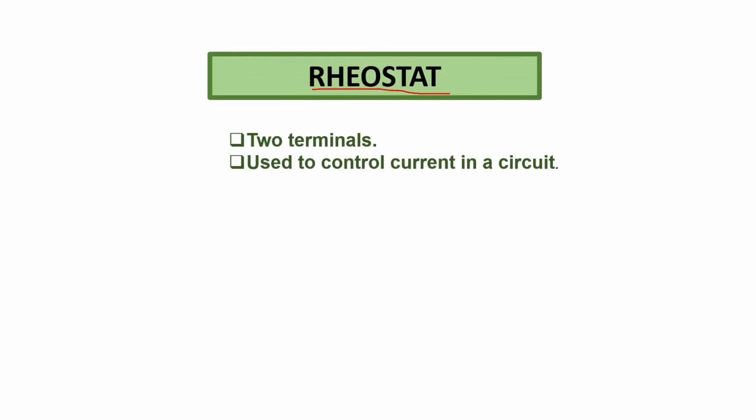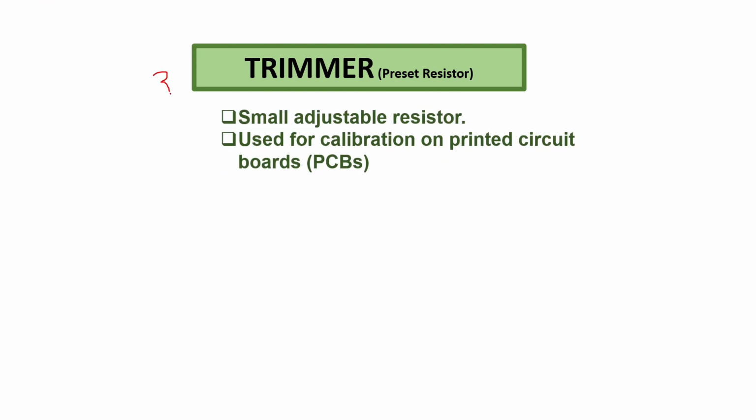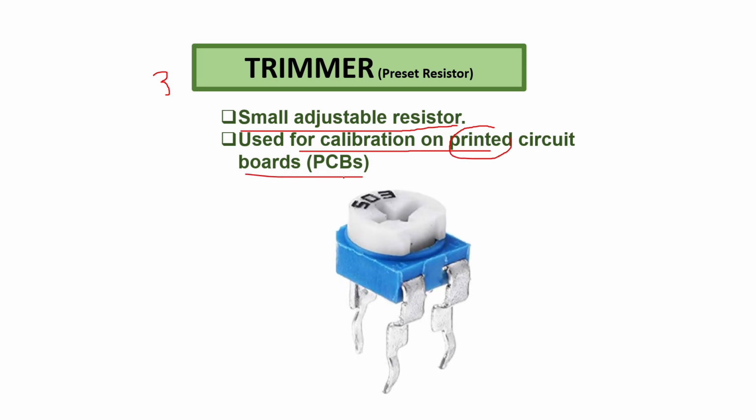Rheostat, a two-terminal resistor, used for controlling current. Slide the slider, adjust resistance, and regulate current flow. Next is trimmer, or preset resistor, a tiny adjustable resistor mounted right on circuit boards. It's used for fine-tuning and calibration during production.